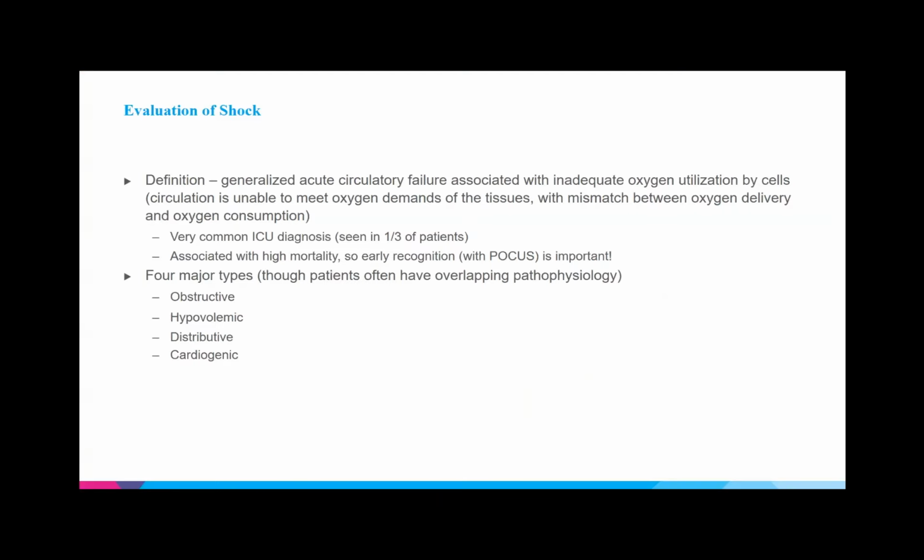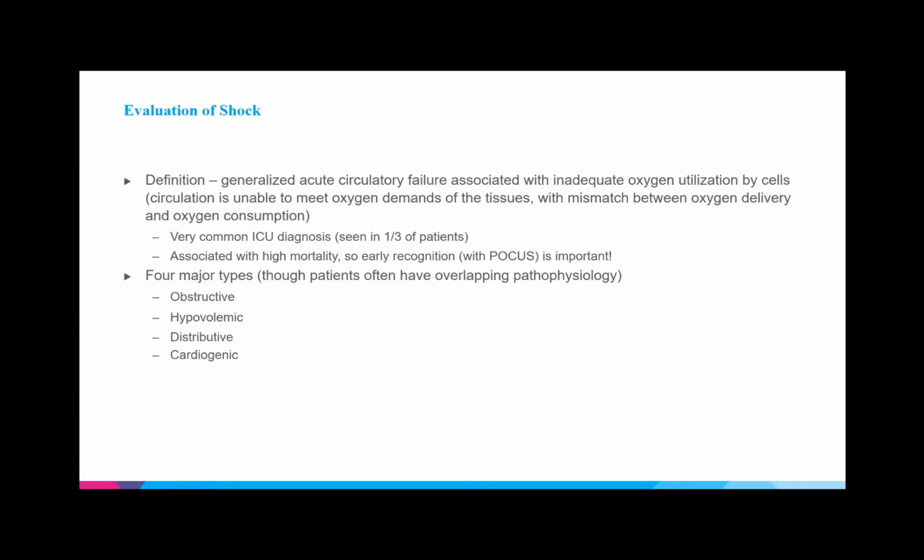But, just a quick definition of shock. Basically, with shock, we're dealing with an acute circulatory failure associated with inadequate oxygen utilization by the cells. In these instances, circulation is unable to meet the oxygen demands of the tissue, so you're getting a mismatch between oxygen delivery and oxygen consumption. Especially in the critical care ICU setting, it's a very common diagnosis. Up to a third of patients in the ICU have shock of some sort.